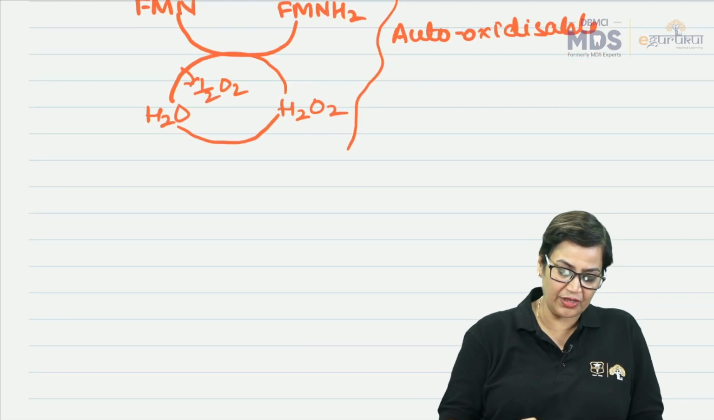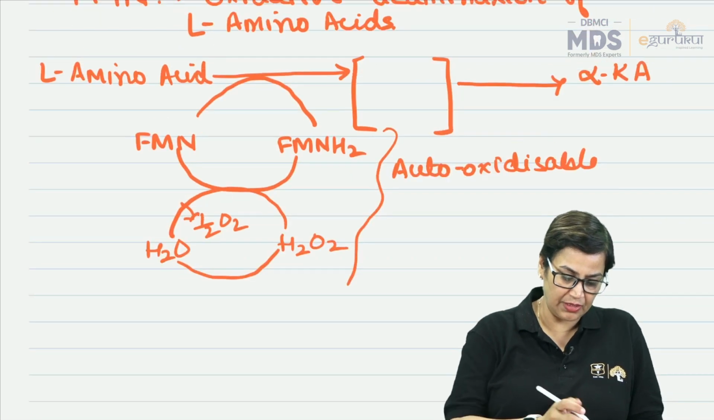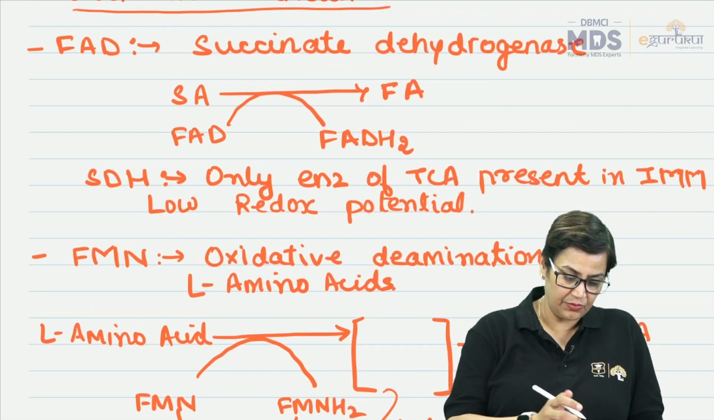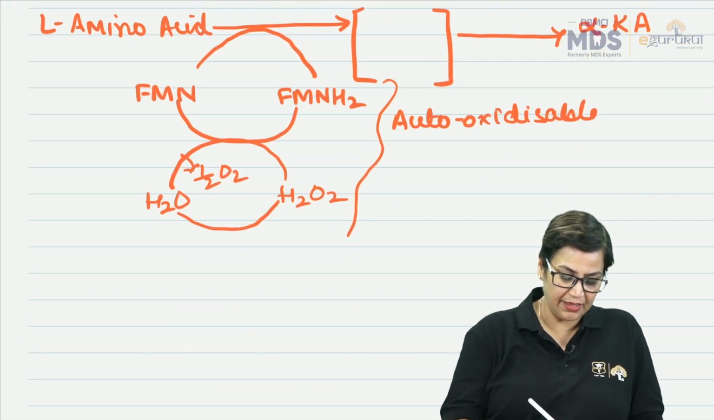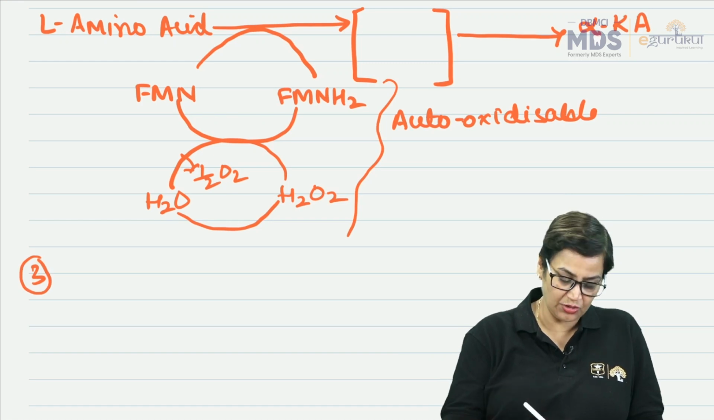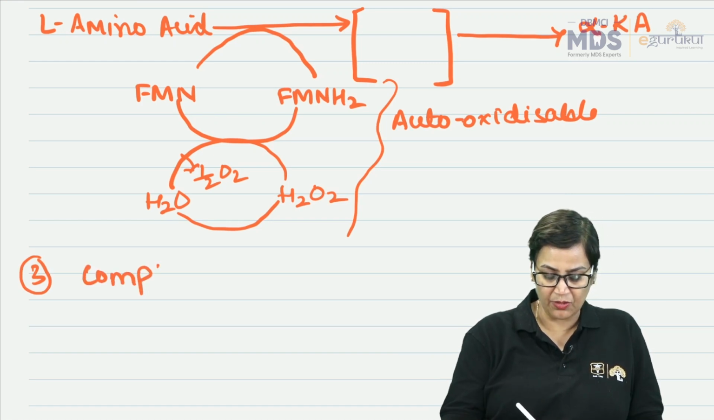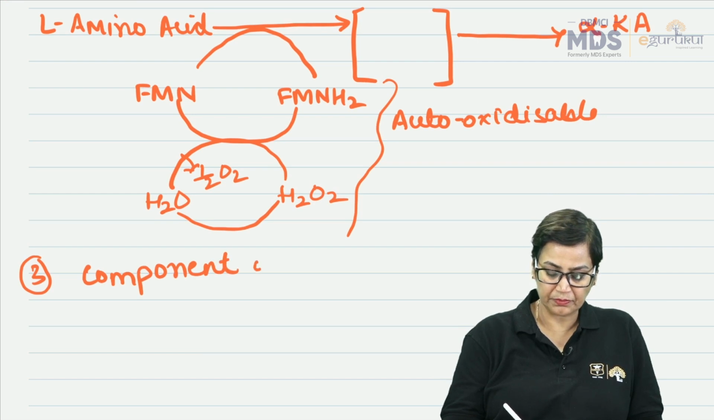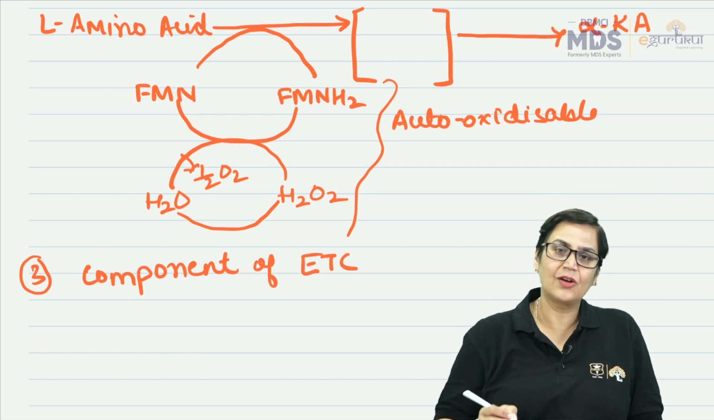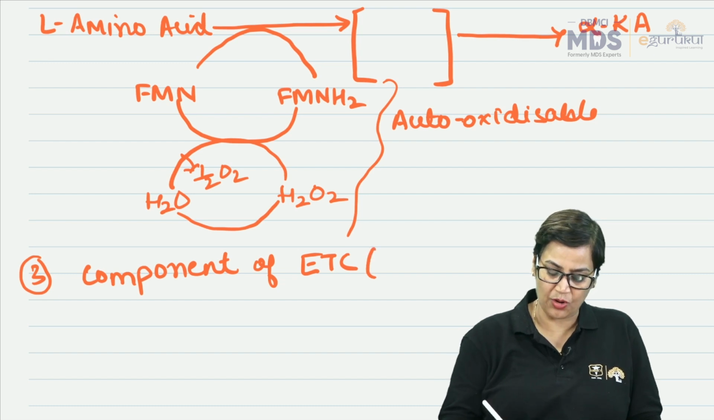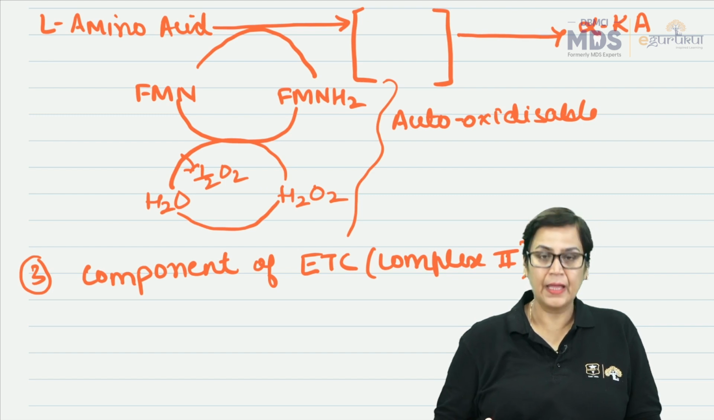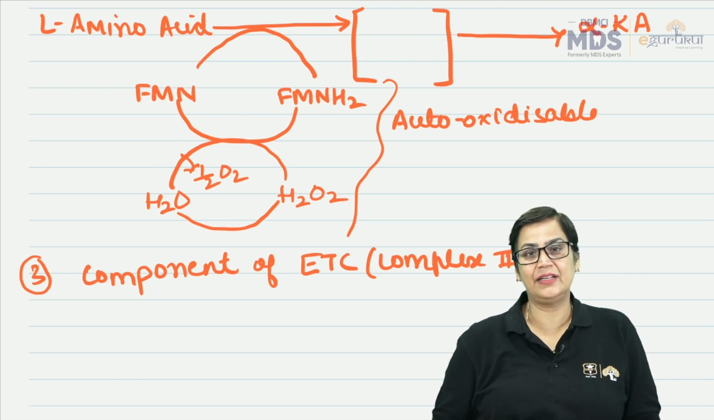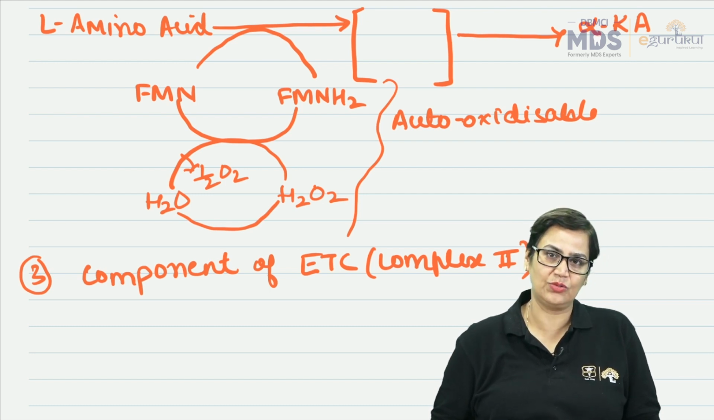Then the third important reaction is, one second. And third, it is a component of ETC also. Component of ETC, complex 2. I'll just write complex 2. So these are the important reactions in which FAD and FMN or riboflavin is used.